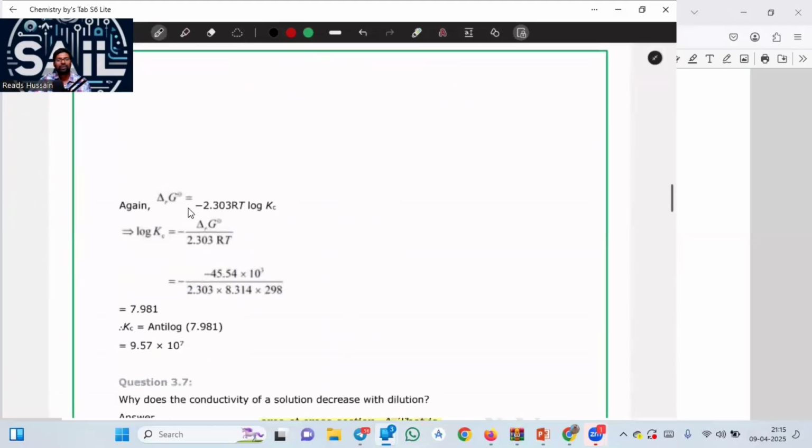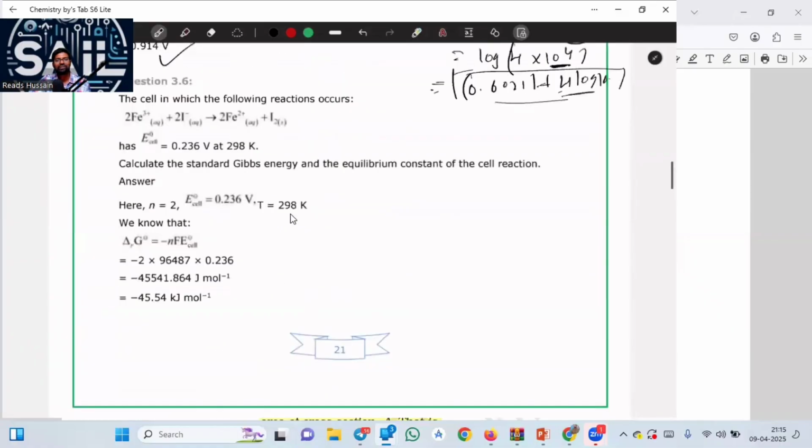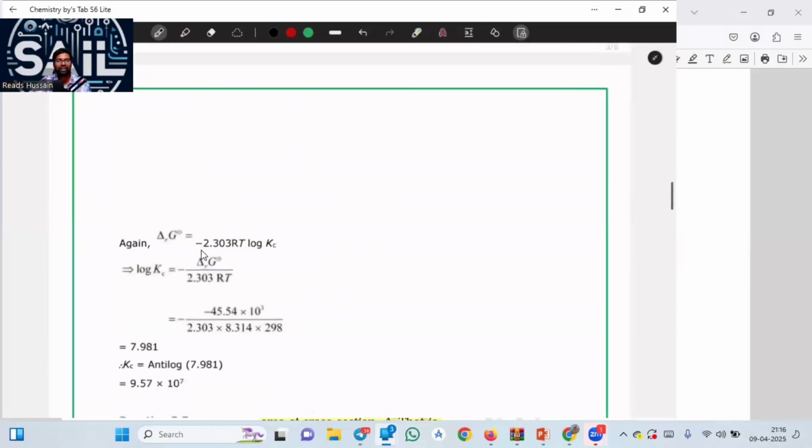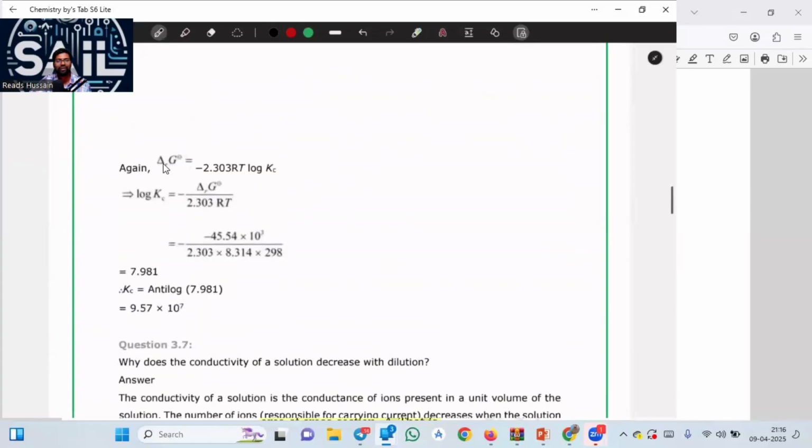Next, come to the second part. What is the second part of the question? The second part of the question is we need to find the equilibrium constant. Just a few minutes back, I told you one small formula. If you don't know, please note it down. This is the actual formula we discussed: delta G naught is equal to minus RT ln Kc.